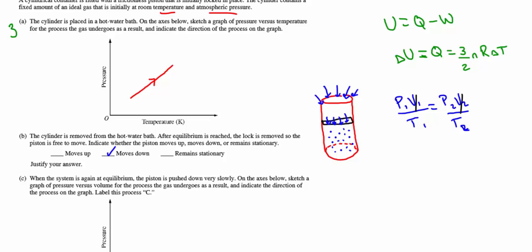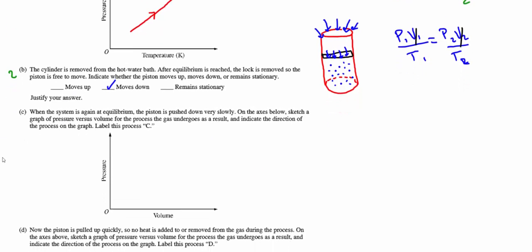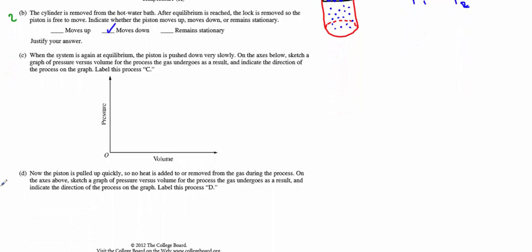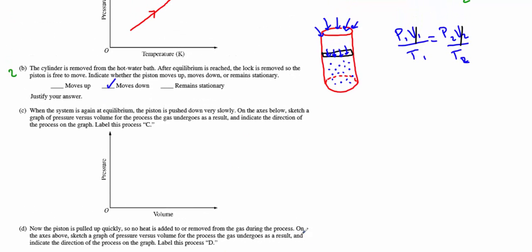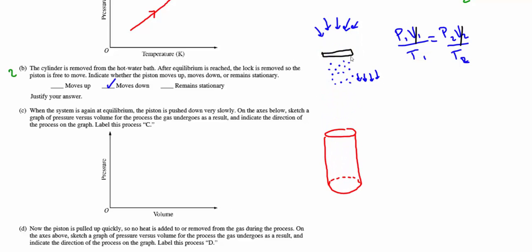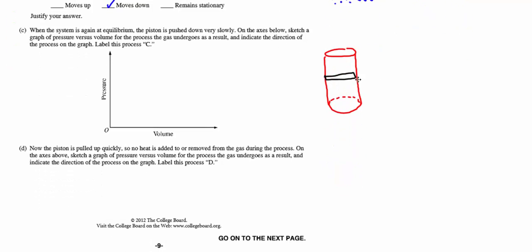And B was worth 2 points, 1 for indicating it moving down, and then 1 for legitimate justification. So now, when the system is again at equilibrium, the piston is pushed down very slowly. So I'm going to go ahead and grab that piston again. It's pushed down very slowly, and we want to sketch the pressure versus volume as a result of this.